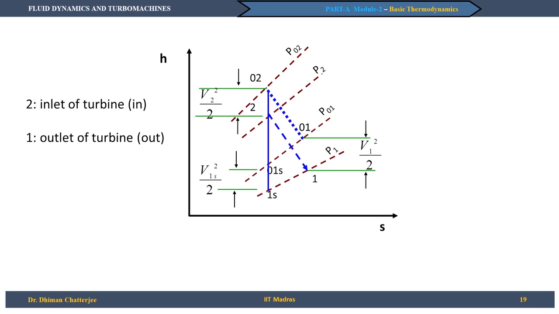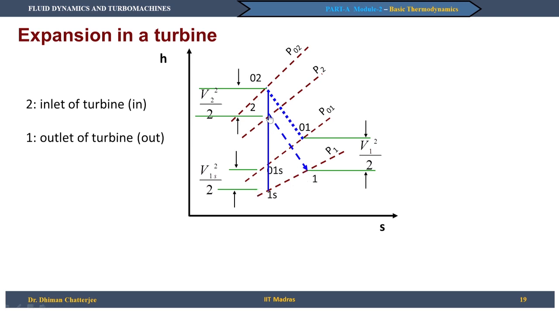So, here we see the direction shows that it has come from 2 to 1. So, what type of process is it? Is it compression or expansion? Is it a compressor or a turbine? Of course, this is an expansion in a turbine. We are talking about the turbine, the inlet is at 2 and outlet is at 1, and we see that there is an expansion, there is a reduction in pressure, there is a reduction in enthalpy from 2 to 1, which is the actual process.